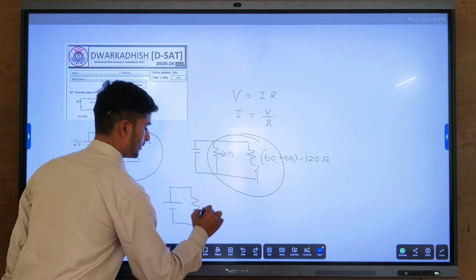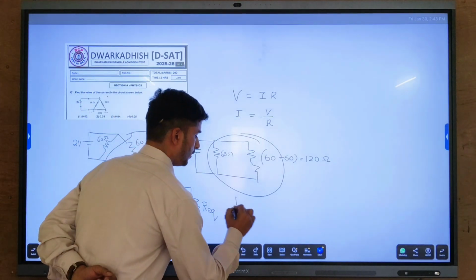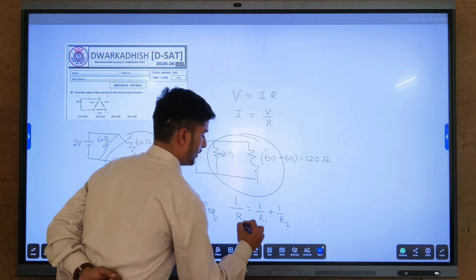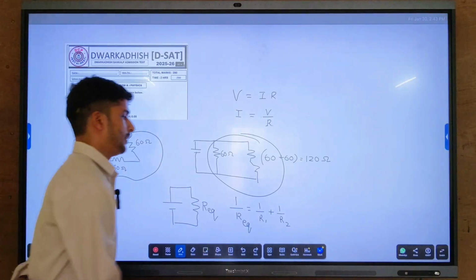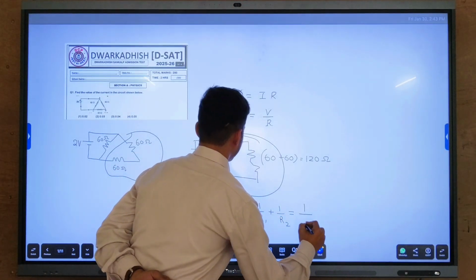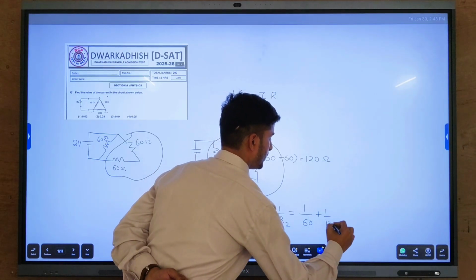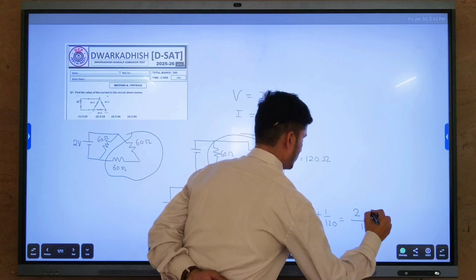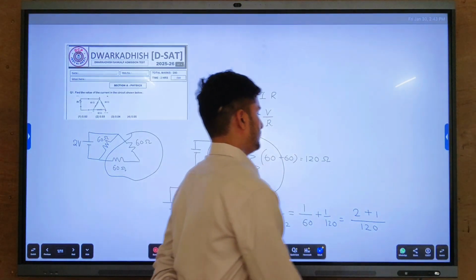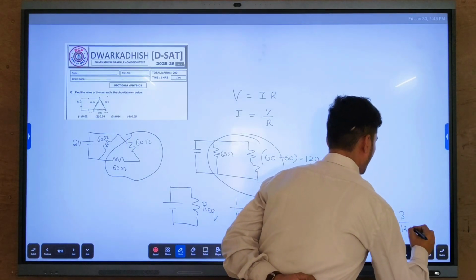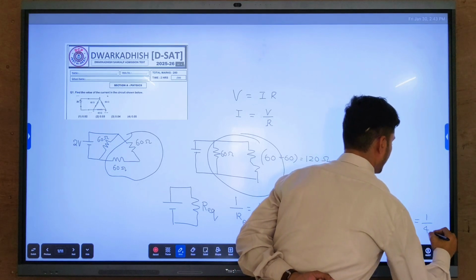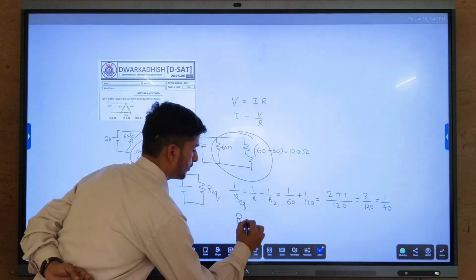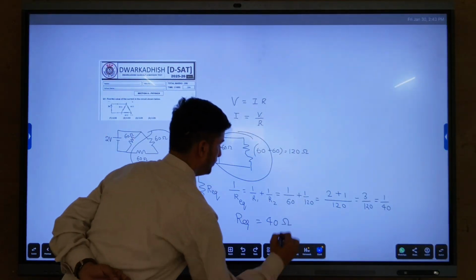what will be the R equivalent here? The formula 1 by R equals to 1 by R1 plus 1 by R2. We are going to see the equivalent resistance. So this will be 1 by 60 plus 1 by 20. When we take LCM, this will be going to be 2 plus 1, that is 3 divided by 120. So this will be 1 divided by 40. So R equivalent will be equals to 40 ohm.